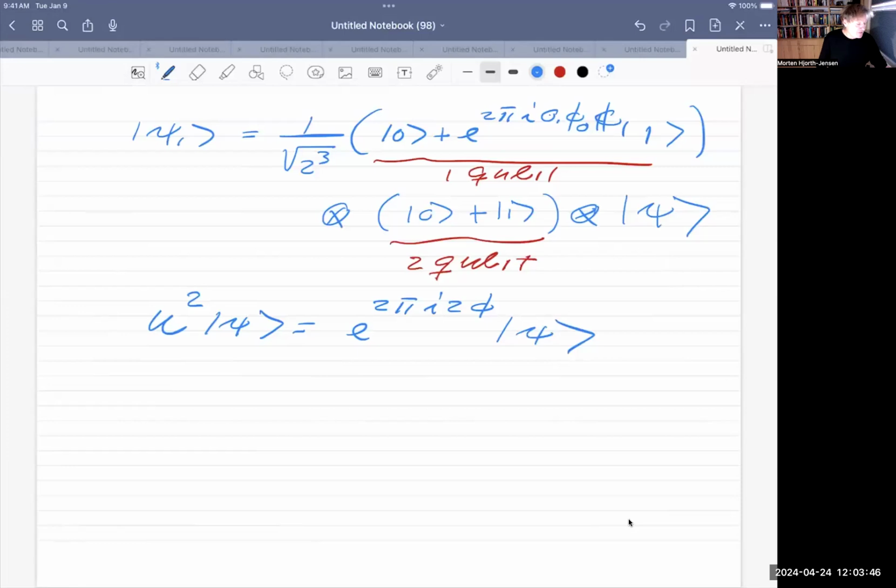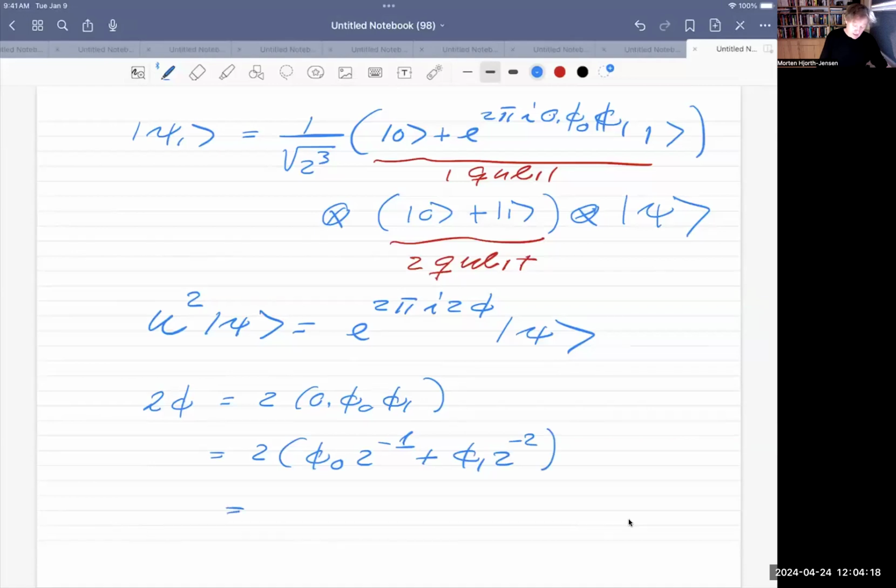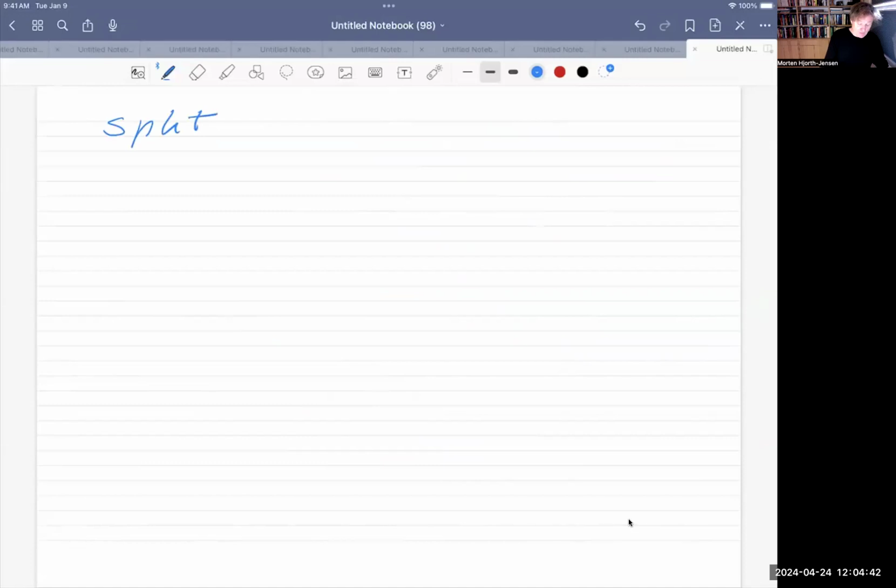And when we look at these fractional representations and the effects of U squared, or U times U, we see that the binary point shifts by 1 digit. So what we have is that 2 phi is now given by 2 times 0.phi 0 phi 1. And this is the same as 2 of phi 0 times 2 to the power of minus 1 plus phi 1 times 2 to the power of minus 2. And that's the same as phi 0 plus phi 1 times 2 to the power of minus 1, which we will typically rewrite in binary notation as phi 0 dot phi 1. And then we can split the fractions at the decimal point.